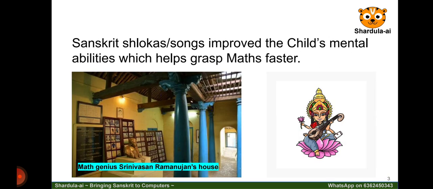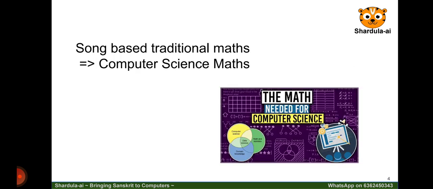Sanskrit shlokas or songs improved the child's mental abilities, which helped him or her grasp mathematics faster. This is the house of the mathematics genius Srinivas Ramanujan, and kids during that time started their education with Sanskrit shloka recitation, songs, etc.